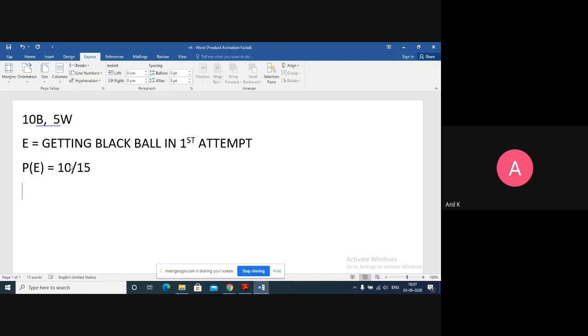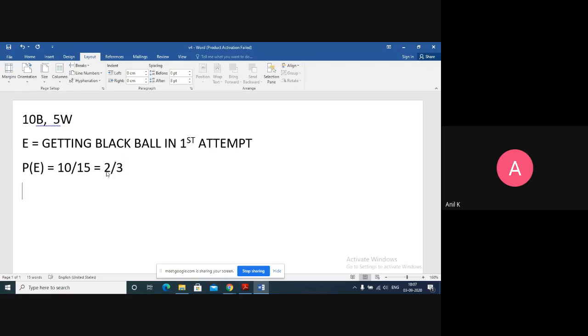Until here we have done this in class 10th also. If there are 10 black and 5 white, and I want to take one ball out, the probability of getting a black ball is 10 upon 15. If you want to simplify, you can write this as 2 upon 3.